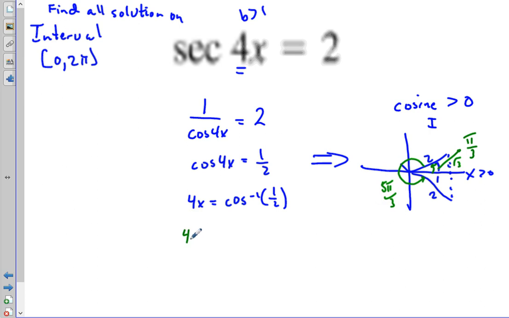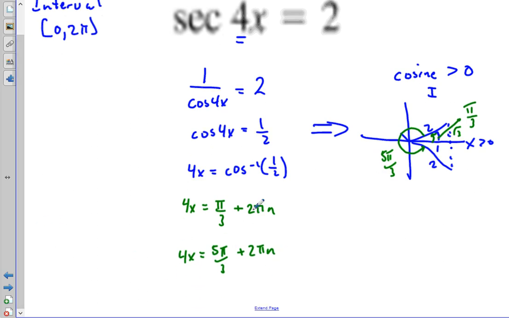So now the question is, what do we got here? Well, we have 4x then is going to equal pi over 3. Now remember, because we have greater than 1, we're going to do a coterminal plus 2 pi n. And then over here, we're going to have 4x equals 5 pi over 3 plus 2 pi n. And now we're going to find all of our different angles. So now we solve for x.